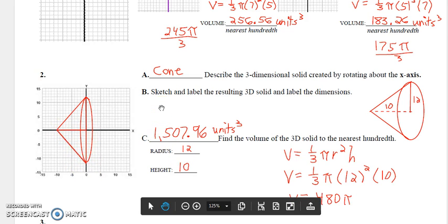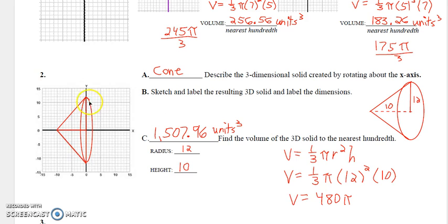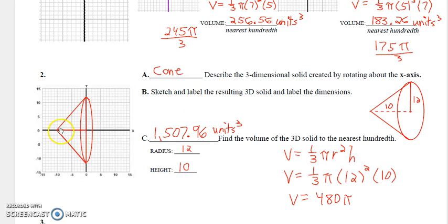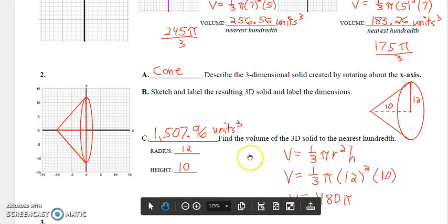And now you say, okay, where am I perpendicular to the x-axis? This segment right here, that's going to be a radius of a circle. So I draw a skinny circle. There's my cone. This is the height of the cone. That's 10. This is the radius of the cone because it's the radius of the base. That's 12. Then you calculate the volume. Here's the exact. Here's the rounded.